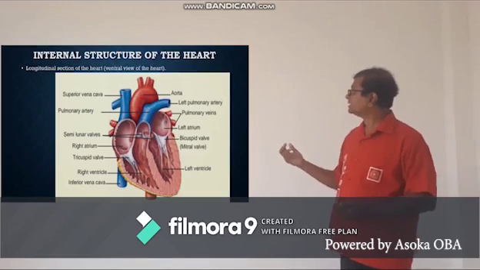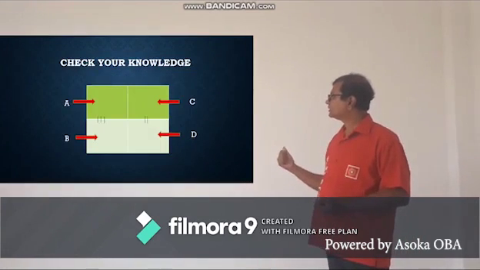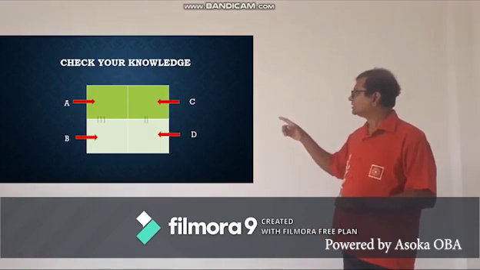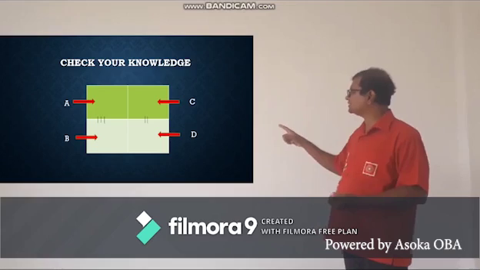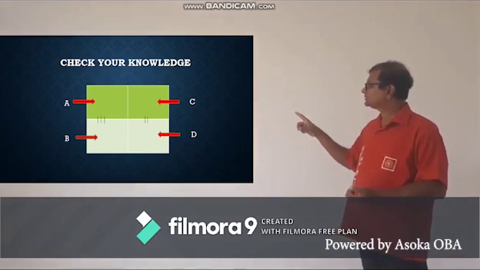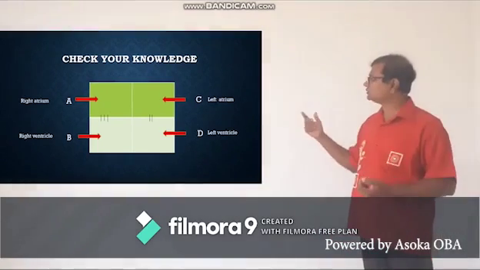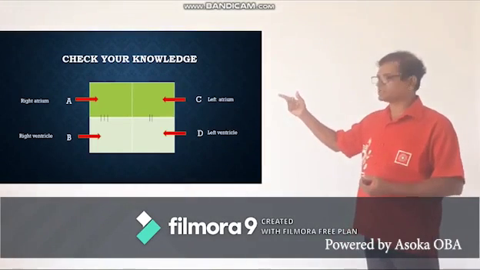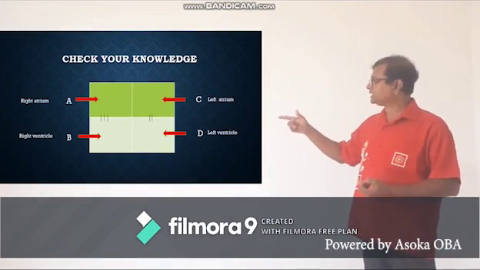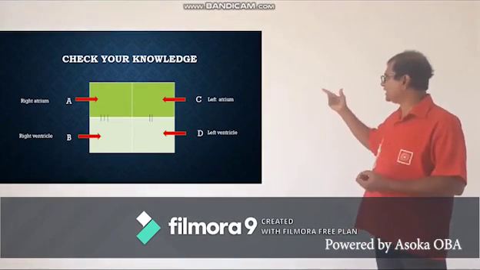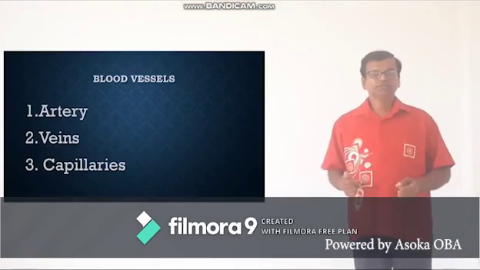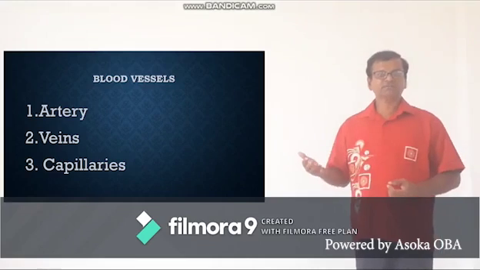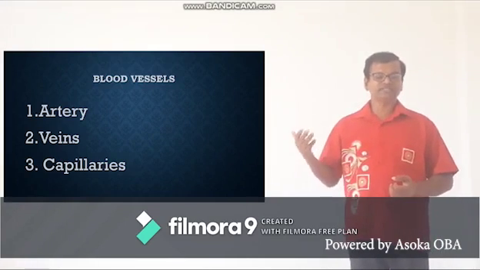Now, check your knowledge. Name A, B, C, D, the chambers. Now, A is right atrium and B is right ventricle. C is left atrium, D is left ventricle. Right. Let's start the study of blood vessels.